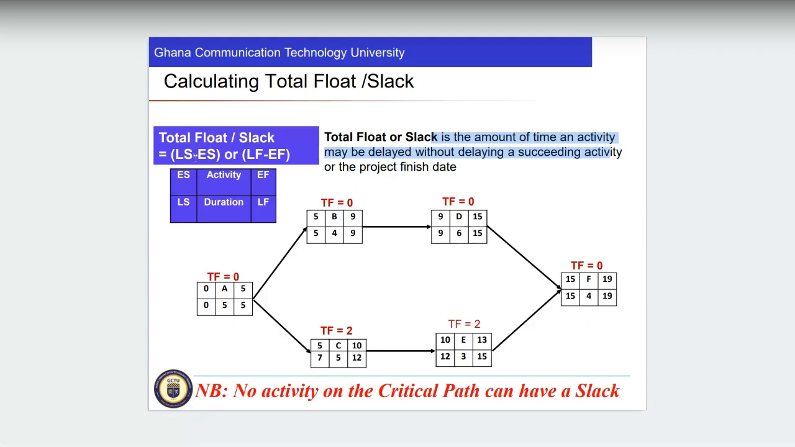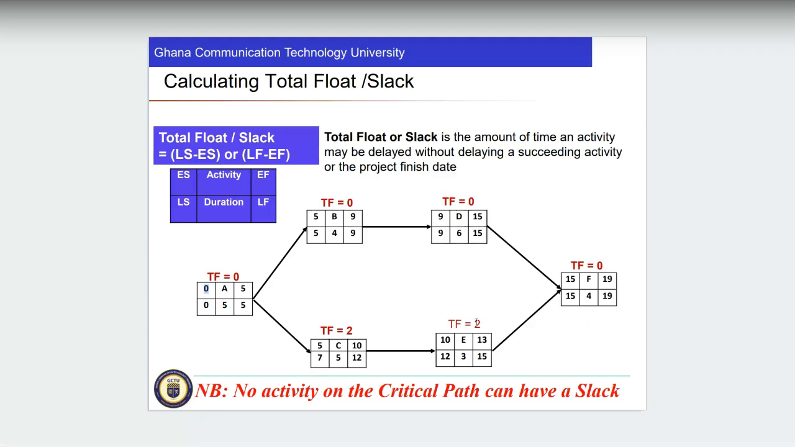They say there's a formula. The formula is latest start minus early start. Okay, that is what it means. So let's take maybe A. The latest start is this. Latest finish is this. Then the early start is this, right? So 0 minus 0 is 0. Okay, it is 0.